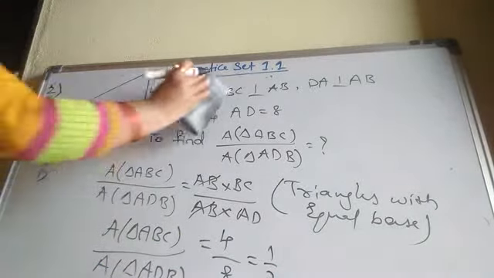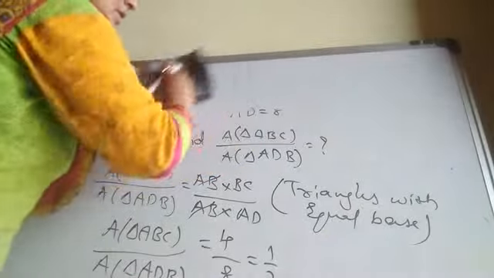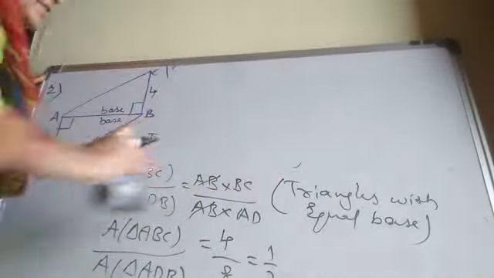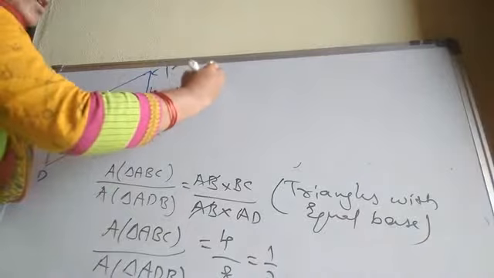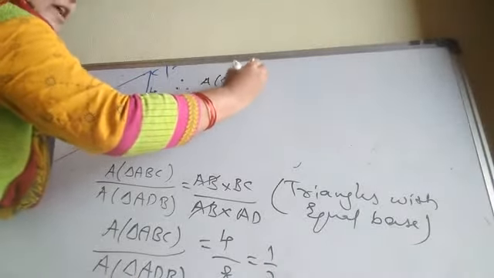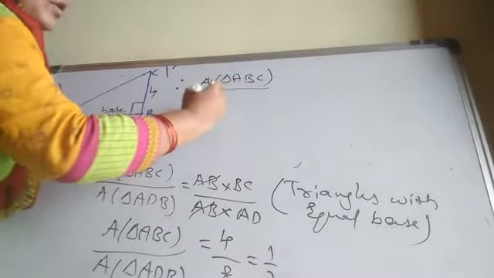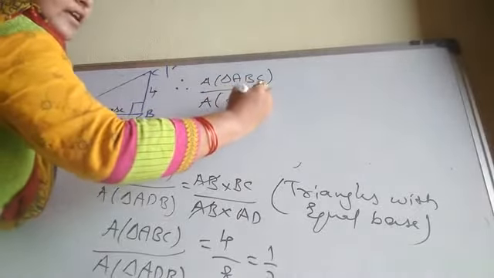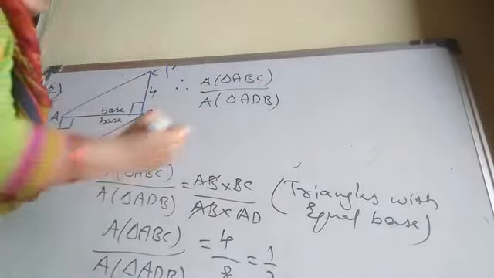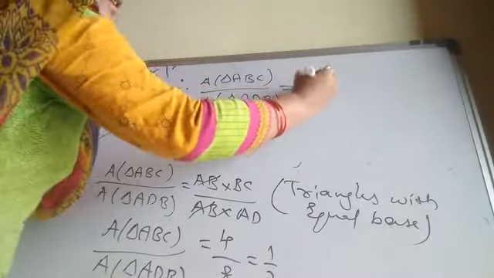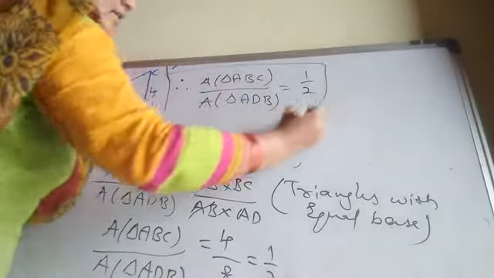Okay, our last statement is what? Therefore, compulsorily write therefore: area of triangle ABC upon area of triangle ADB equal to 1 upon 2. This is your answer.